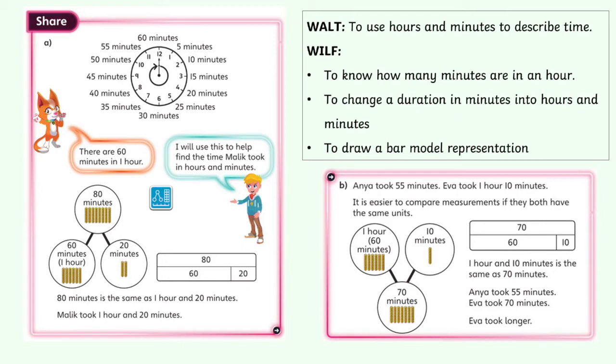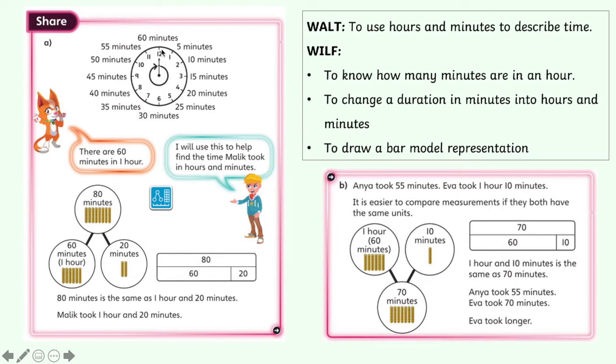Okay, so let's think about question 1 then. Now we found out that Malik took 80 minutes to run the race, but we were asked to work out how many hours and minutes this is. So let's have a look what Sparks is saying up here. There are 60 minutes in 1 hour. And Dexter is saying that he's going to use this to help find the time Malik took in hours and minutes.